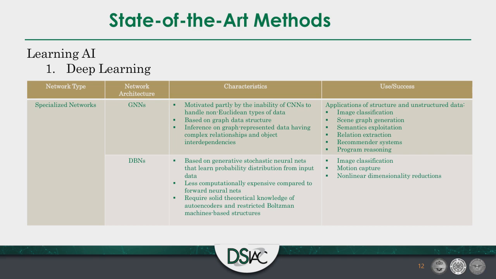And the last specialized network we have on the table is DBN. These are deep belief networks, and they are essentially based on generative stochastic neural nets that learn probability distribution from input data. They appear to be less computationally expensive compared to feedforward neural networks. However, because they are based on Boltzmann machine-based structures, they require some knowledge. And the use or success is in image classification, motion capture, and nonlinear dimensionality reduction.